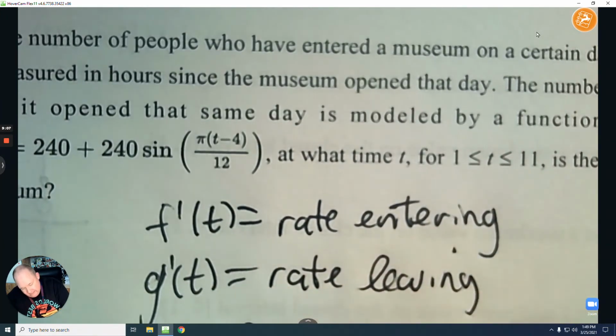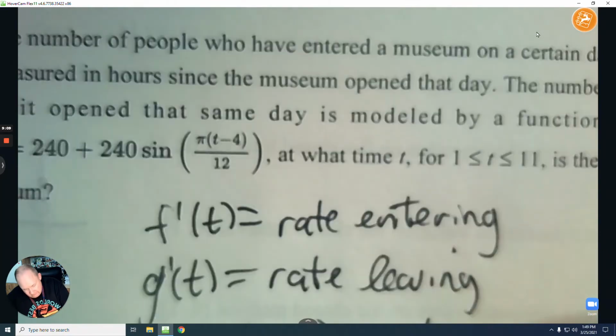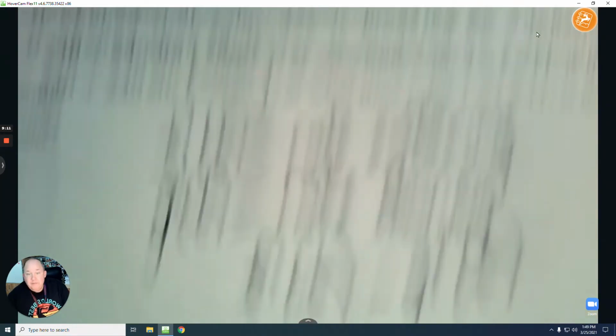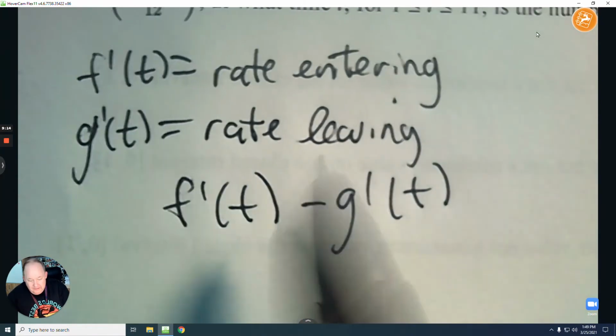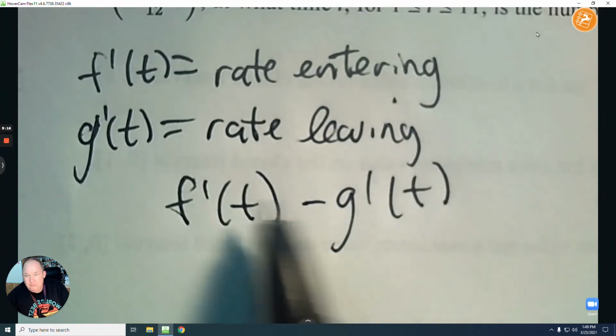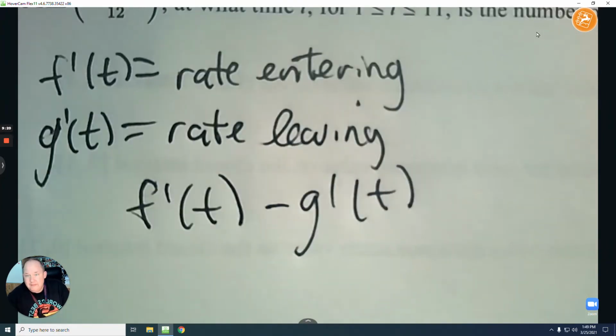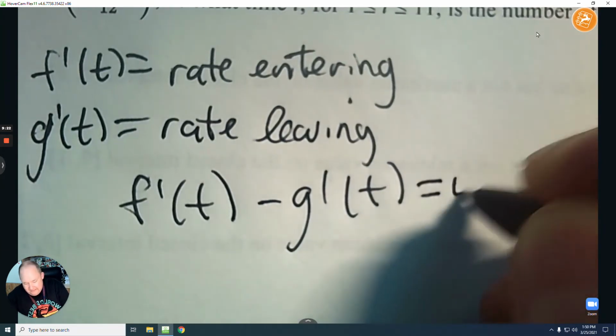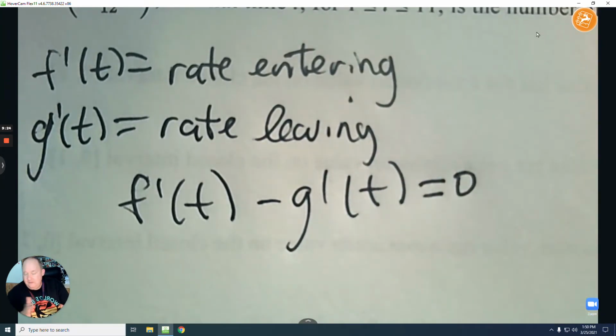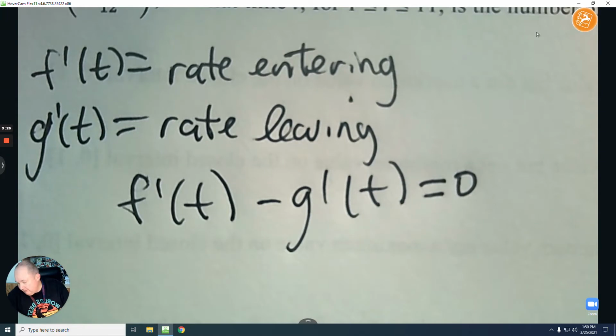So when I look at them together, the rate of entering and the rate leaving, I'm looking at what value would be the greatest of that. So first of all, I'd like to know when that rate is exactly even, and then I can test on both sides in terms of that. So first step is I'm going to make it equal to 0, and I'm going to solve that to begin with.